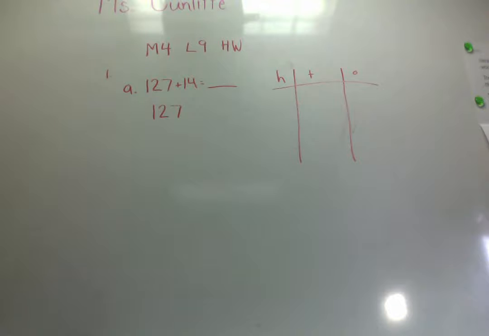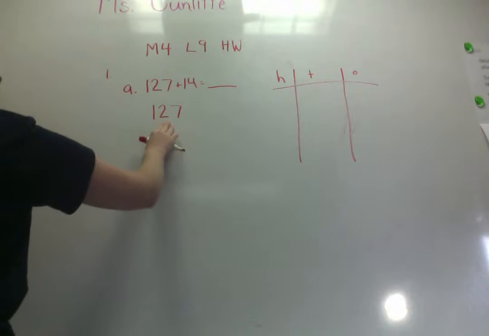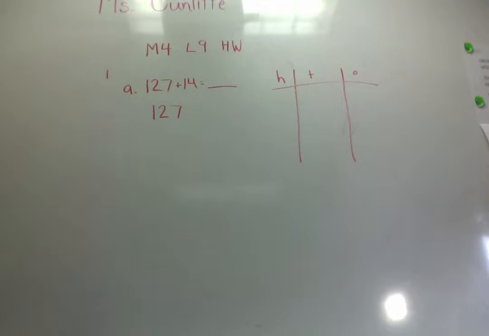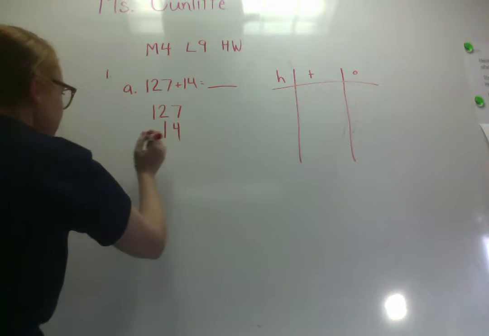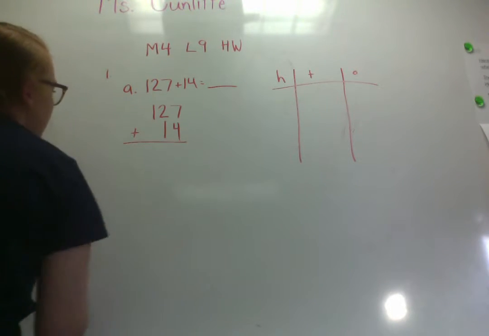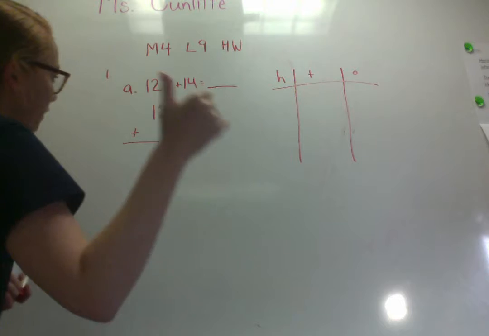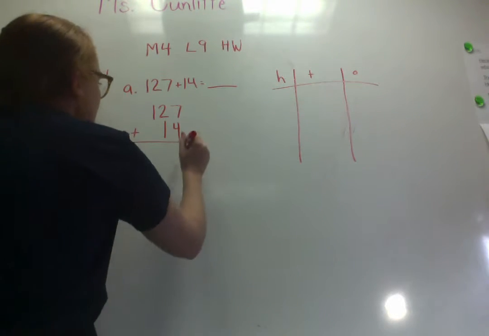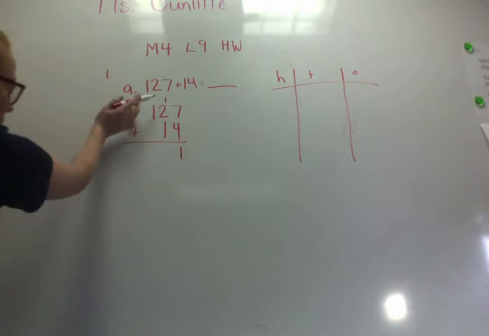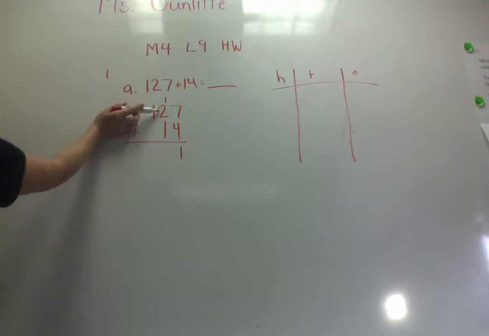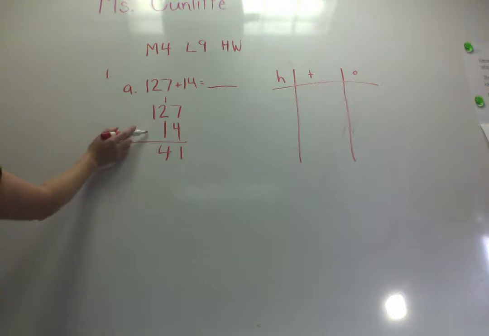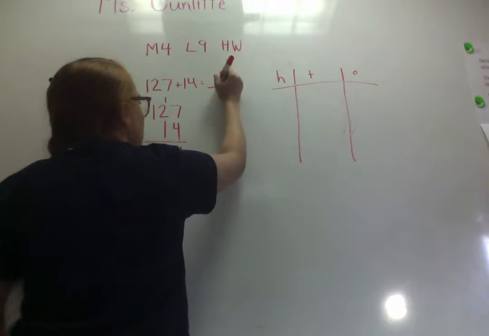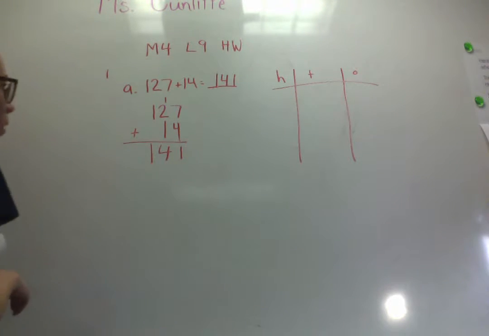When you're working with hundreds, it becomes very important that your biggest number goes on top. Just makes it easier for you. You could put the bigger number on the bottom, but it'll get confusing for some students. You're going to add 7 plus 4, 7 in my head, 8, 9, 10, 11. Write your 11. 1 plus 2 is 3. 3 plus 1 is 4. 1 plus nothing is still 1. Your answer is 141, but you're not done.